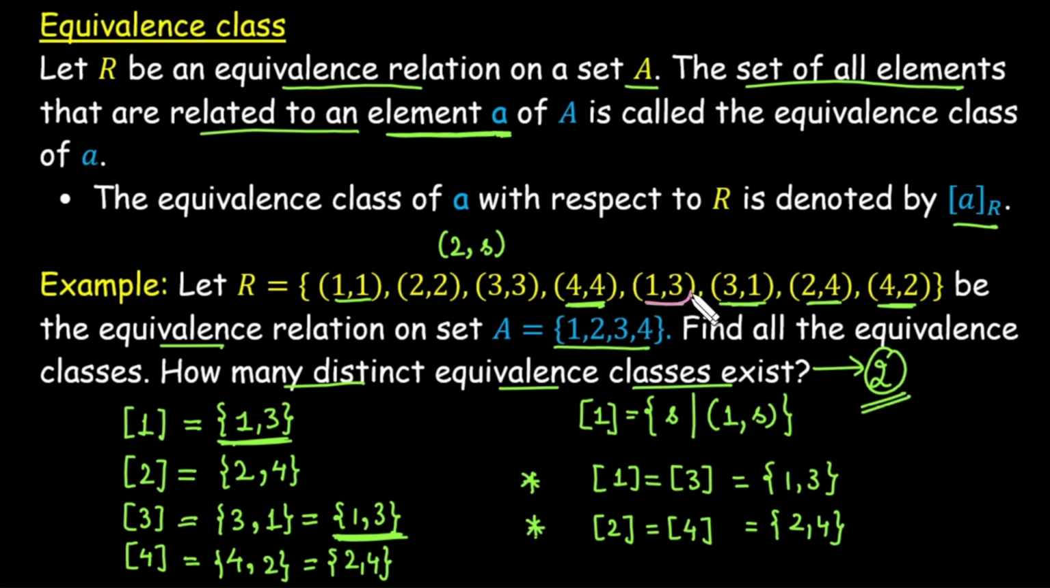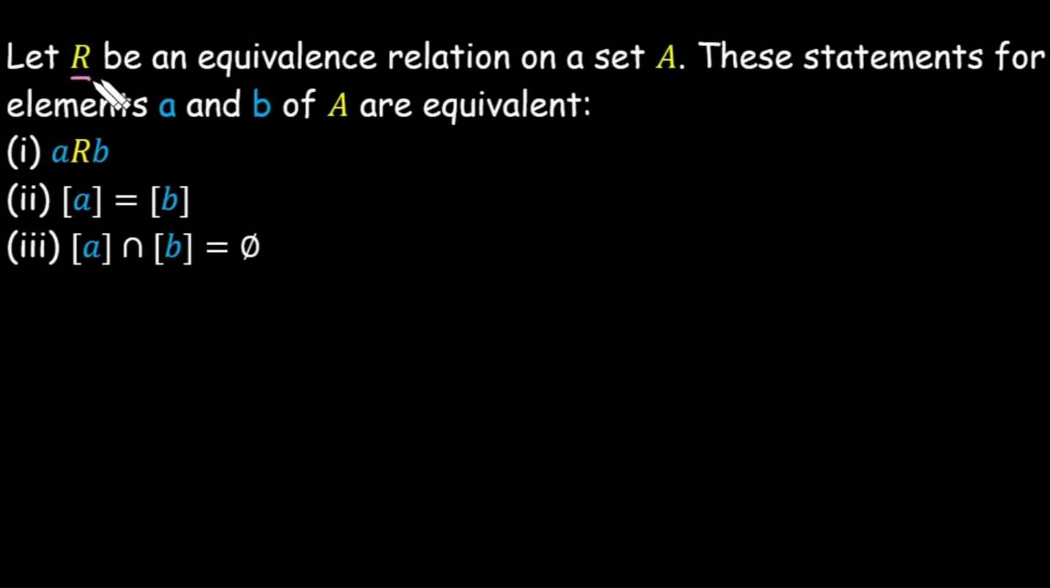Also note that 1 is related with 3 and their equivalence classes are same. Here 2 is related with 4 and the equivalence classes of 2 and 4 are same. So based on this, we have one result. The result is, if R is an equivalence relation on the set A, then the following statements are same. It says that if any element is related with the second one, then their equivalence classes are same.